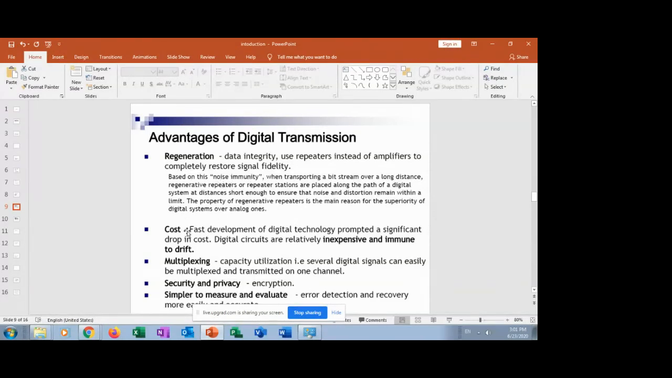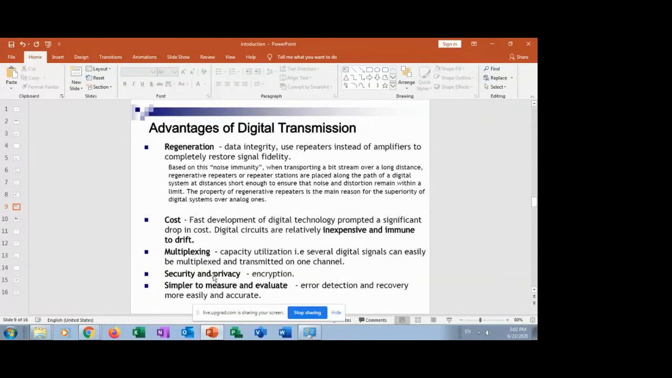The cost also reduces because of the digital technology and the designing of the transmitter and receiver part. As a result, the cost is very much reduced because the digital circuit is not as complicated as the analog one. Multiplexing is very easy because after multiplexing we can transmit more data. That is a very important part of digital communication. Security is also very good, with encryption and decryption used in digital communication. So these are some advantages of digital communication.